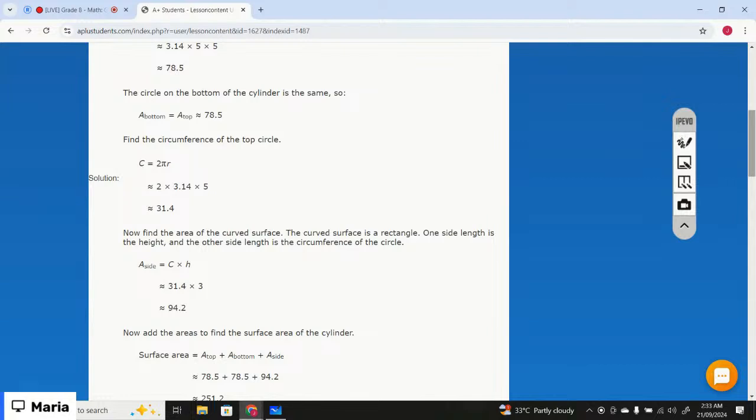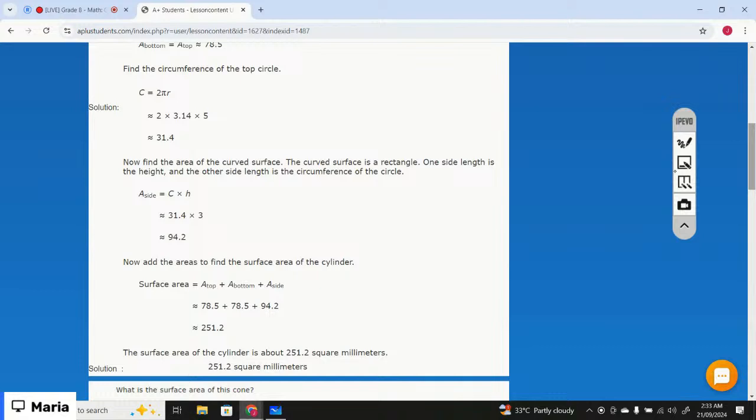So you need to add the area of the top, the area of the bottom, and the area of the side. Top and bottom area are exactly the same because they are the same faces, and then the area of the side is the circumference times the height, and at the end you just have to add them all, so that is 251.2.